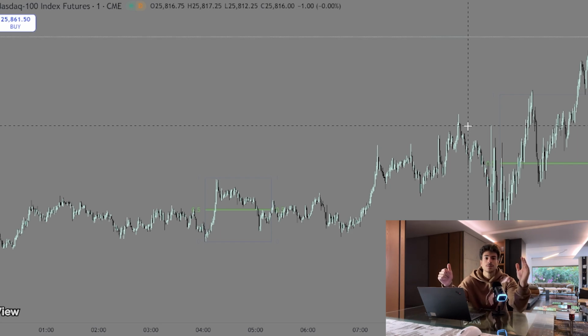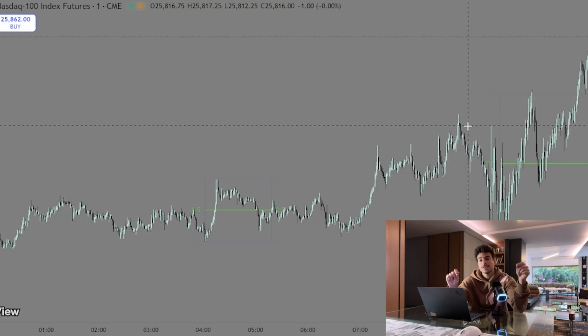On the 1 minute, you find the fair value gap, perfect. Instead of taking it, you draw your equilibrium and you see, is it in a premium or is it in a discount? If it's in a discount, perfect. You take the trade, printing.